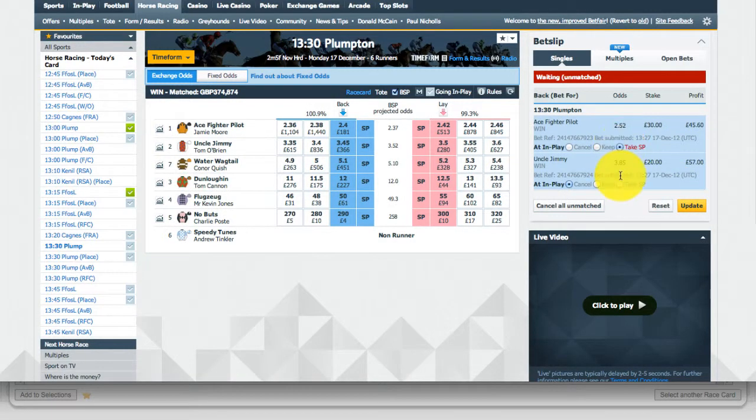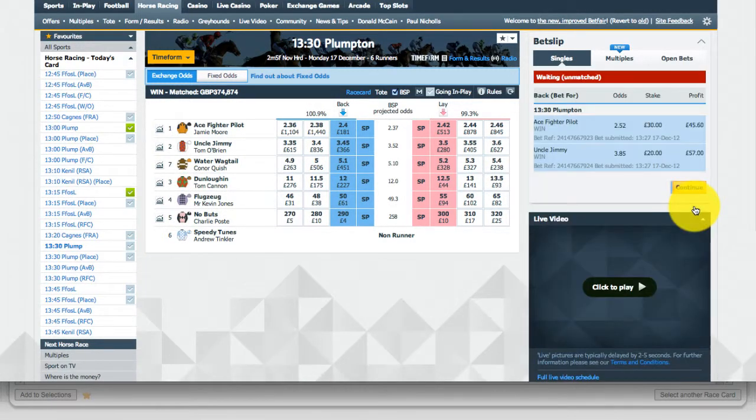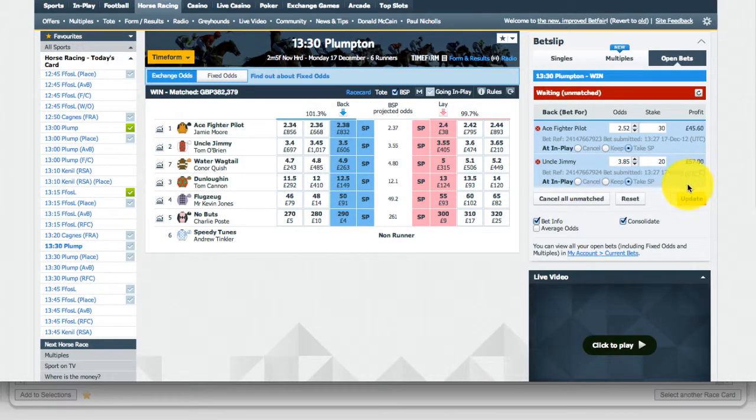They're unmatched. I'm just going to change it to take SP in case they don't get matched. Notice that both of them have just dropped quite significantly: 3.85 to 3.5, 2.52 to 2.38. So we'll leave them sitting there in the market, and we'll come back in a moment and see what happened in this race.